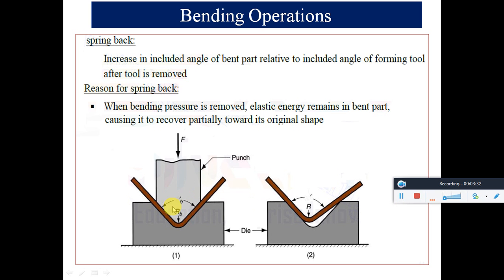So what happens after bending? If it is ejected, it will eject the sheet metal like this. The reason is, when the bending pressure is removed, the elastic energy remains in the bent part. That is why it is kept permanently like this, and once the spring back has to be removed, it has to be ejected. So that is why we go for spring back, and it causes the sheet to recover partially towards its original shape.